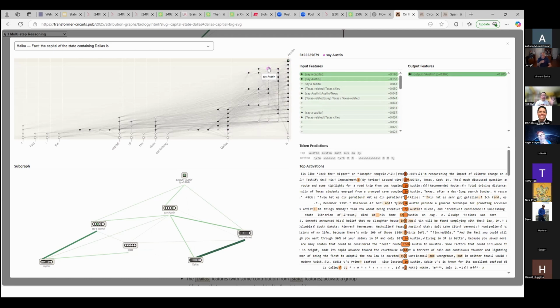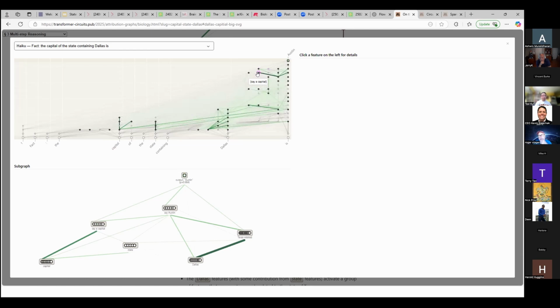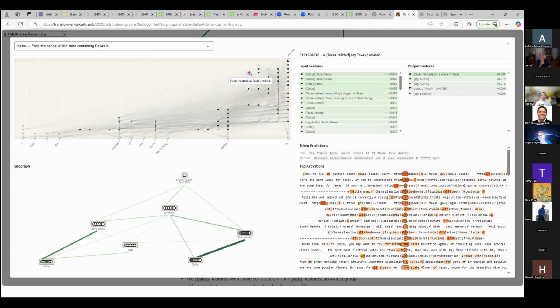Now, this is a graph for a particular sentence, which is, fact, the capital of the state containing Dallas is. So we're mostly going to see, say, Austin features. We're not going to see, say, baseball features, because those would all be zero values. So we'll see it in other sentences, but in this one, most of them say blank. This looks like it says Texas related, say Texas. So this one might be a little bit of a say Texas feature. Say Texas or a Texas output feature kind of thing.